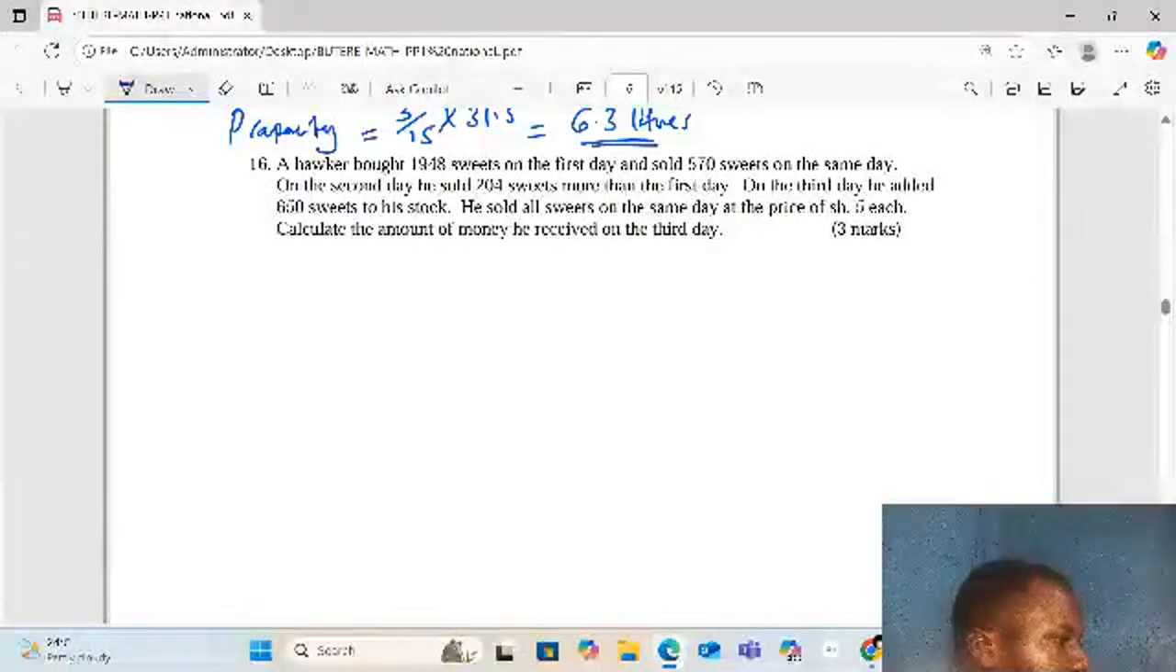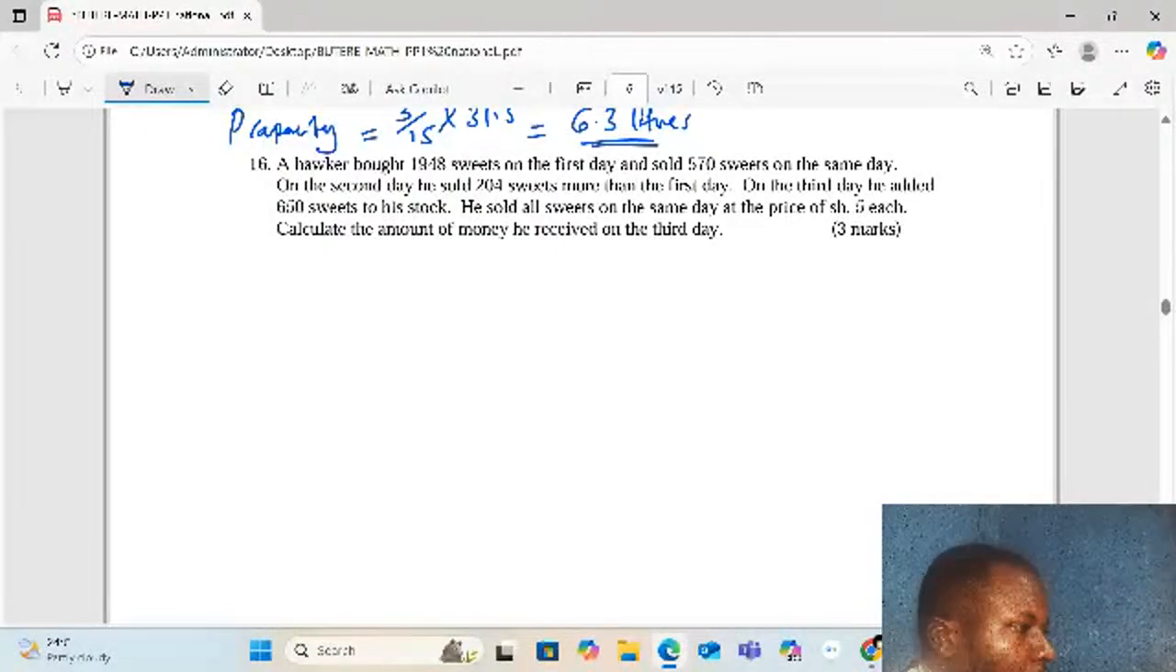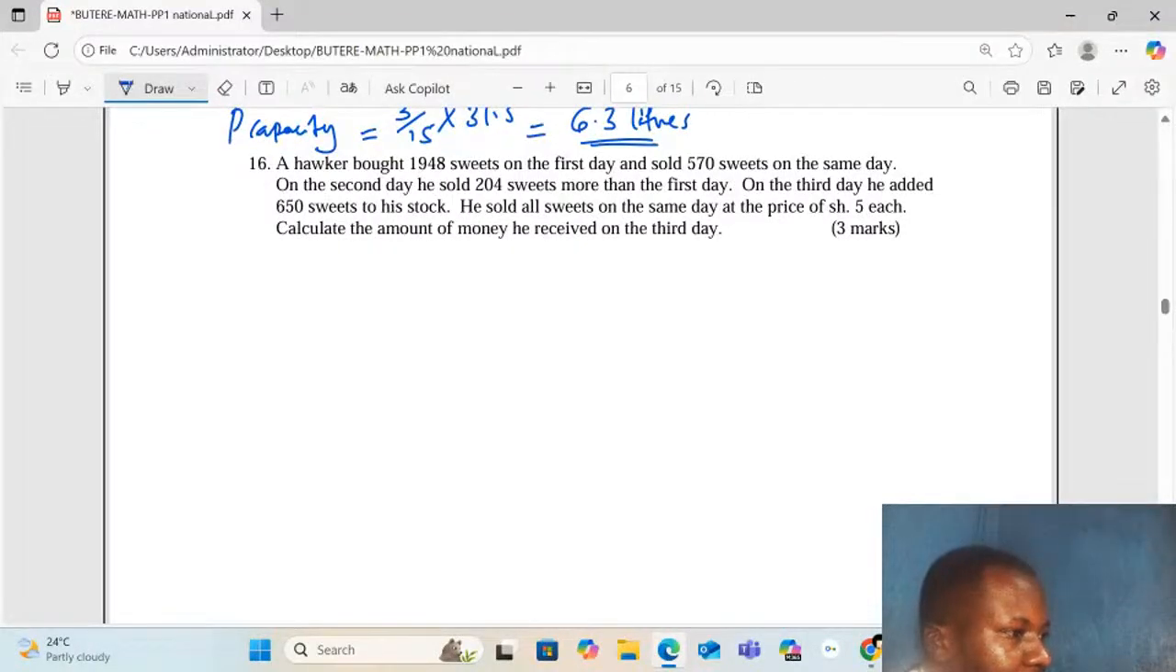So 16, our last question. A hawker bought 1948 sweets on the first day and sold 570 sweets. On the second day, he sold 204 sweets more than the first day. On the third day, he added 650 sweets to his stock. He sold all sweets on the day at the price of 5 each. Calculate the amount of money received on the third day.